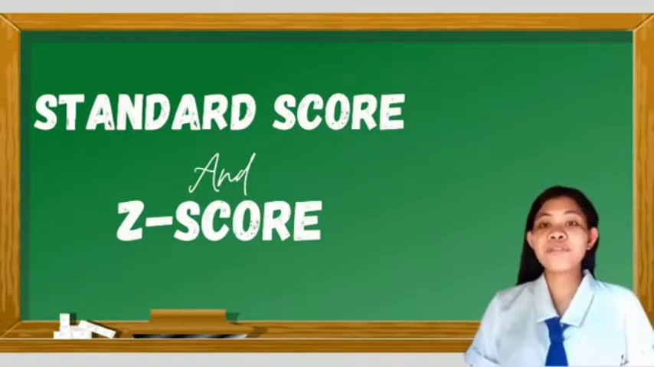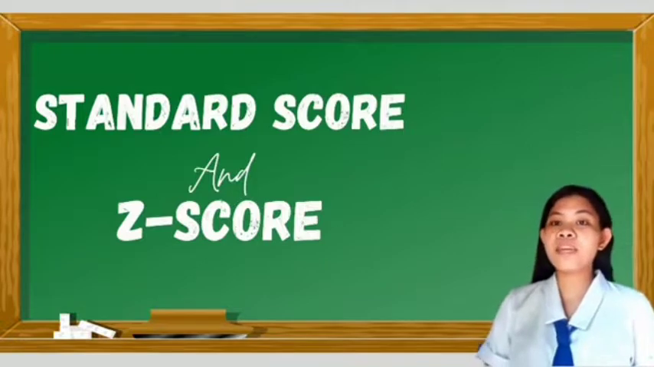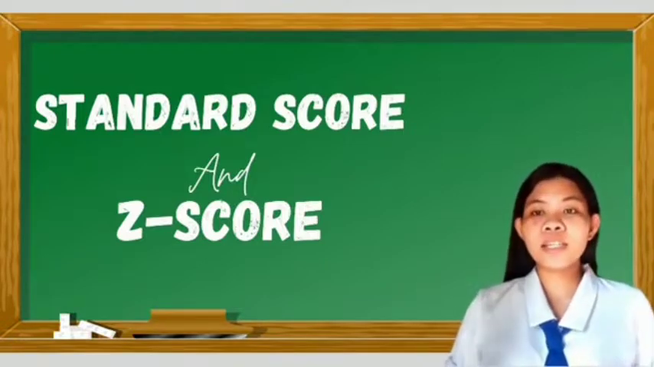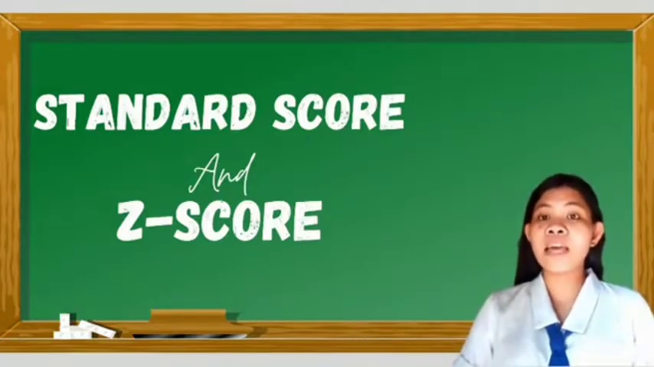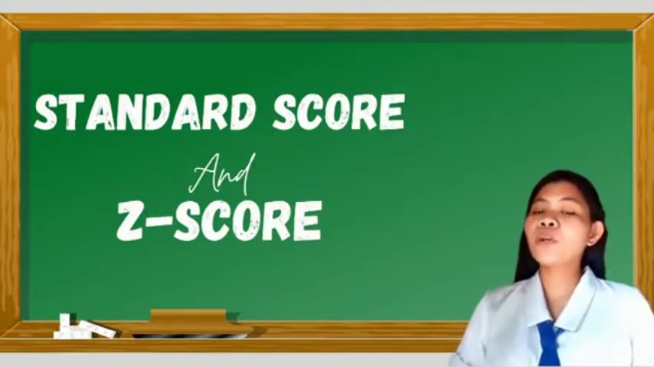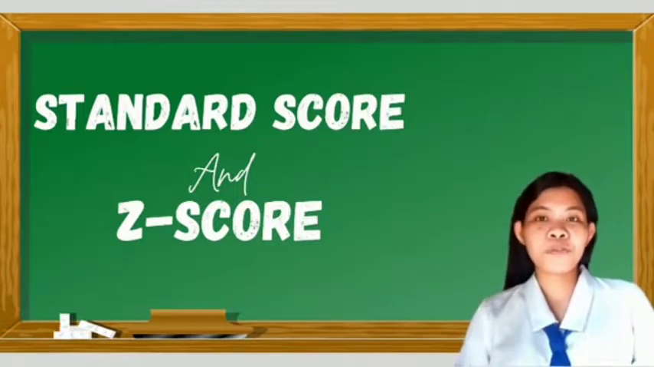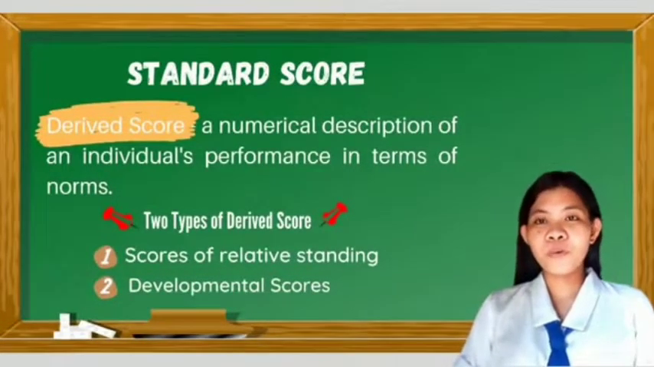I am going to discuss the topic about standard score and Z-score. It is truly difficult to use raw scores when making comparisons between groups or different tests, considering that the tests may have different levels of difficulty. But in order to solve that problem, a raw score may be transformed to a derived score. So what is a derived score?